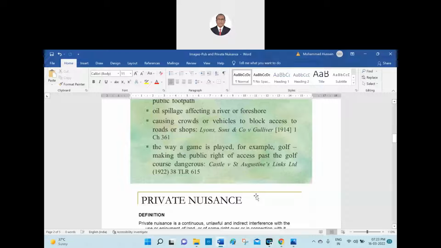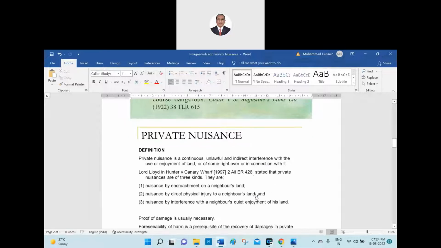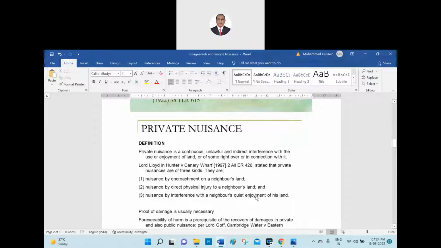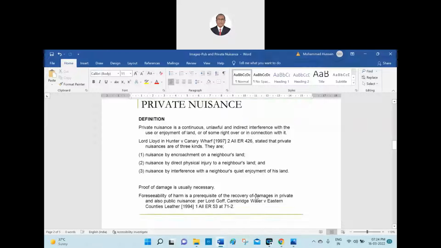The way a game is played, for example golf, making the public right of access past the golf course dangerous. If there is public access near the golf course, sometimes the ball may hit someone, or the golf club may come out of the hand and hit someone, and there is very much danger because the tip of the club has metal. So private nuisance, especially at private places, when it happens, we can say it is a private nuisance.